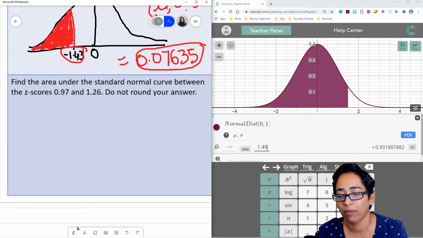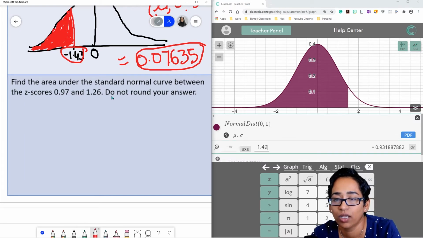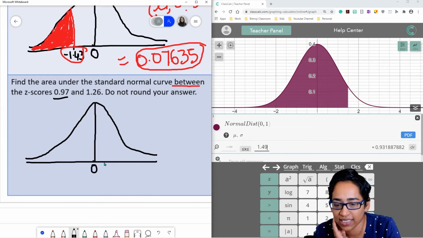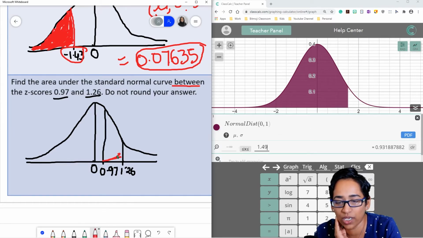So in this particular problem, it says find the area between. It's asking me to find the area in between. So I'm going to go ahead, graph it. Again, I start with my 0, right? 0.97, so somewhere right here, 0.97. This is 1.26, so somewhere here, 1.26, right? So I'm going to graph these two lines. And then I'm finding area in between, as simple as that.